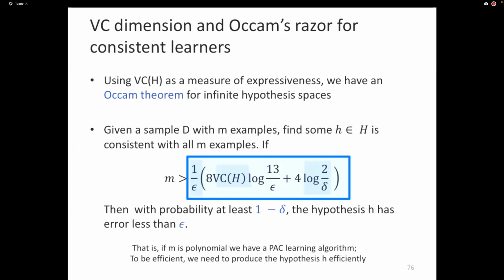For linear classifiers, for example, I just said the VC dimension of a linear classifier is d plus 1. It's linear in the dimensionality, which means a consistent learner operating over the set of linear classifiers is a PAC algorithm, is a PAC learner.